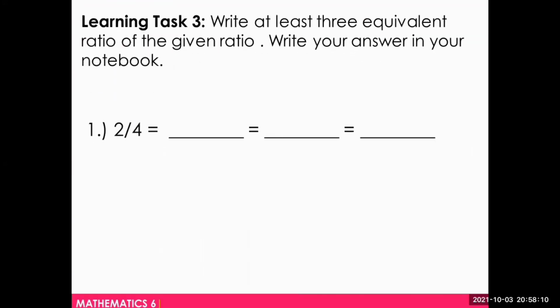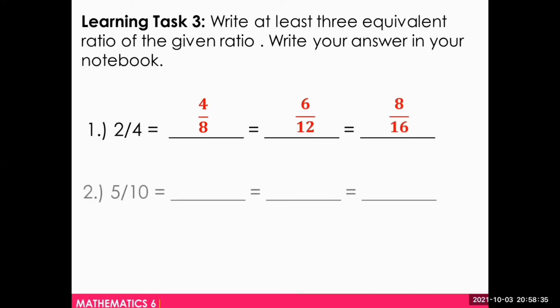Learning task number 3. Write at least 3 equivalent ratios of the given ratio. Write your answer in your notebook. Number 1, 2:4. Ang equivalent ratio ng 2:4 ay 4:8, 6:12, 8:16. Number 2, 5:10. Ang equivalent ratio ng 5:10, 10:20, 15:30, at 20:40.